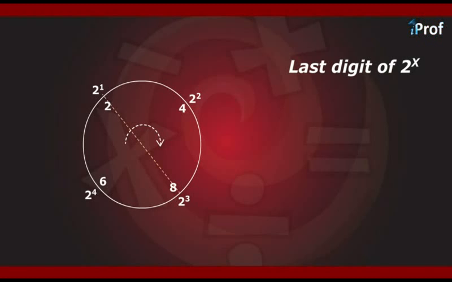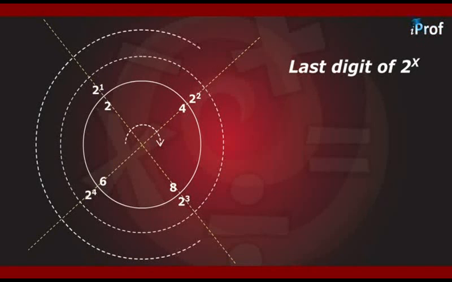Now draw two lines joining diagonally opposite numbers and extend them. We then draw two concentric circles. The points where the line through 2 raised to the power 1 cuts the two circles are marked as 2 raised to the power 5 and 2 raised to the power 9 respectively. We do it simply by adding 4 to the powers. Similarly, the points where the line through 2 raised to the power 2 cuts the two circles are marked as 2 raised to the power 6 and 2 raised to the power 10 respectively.